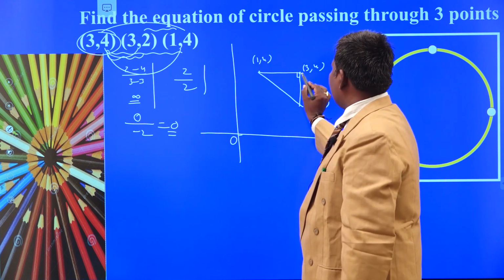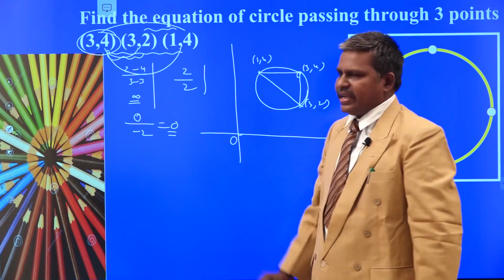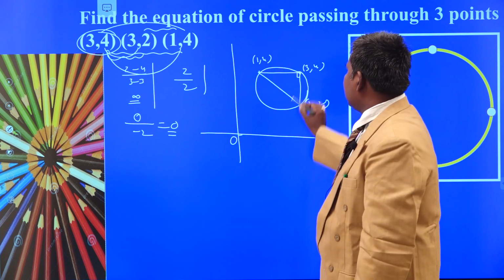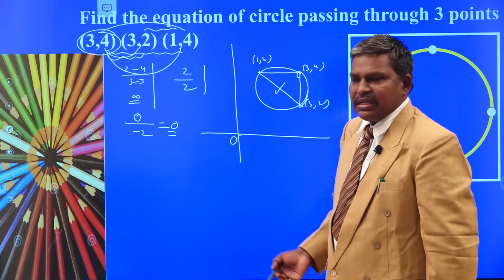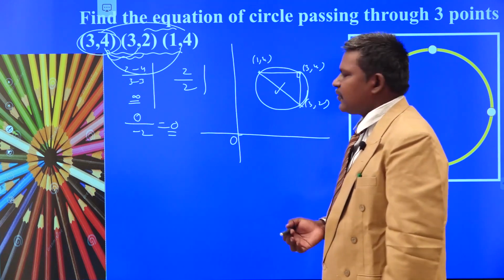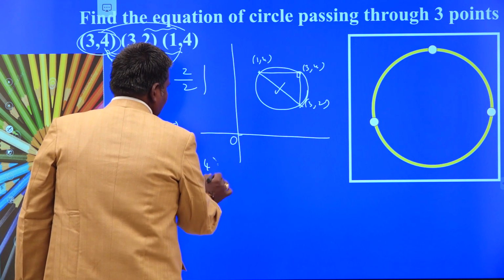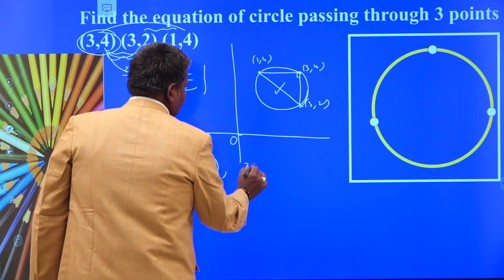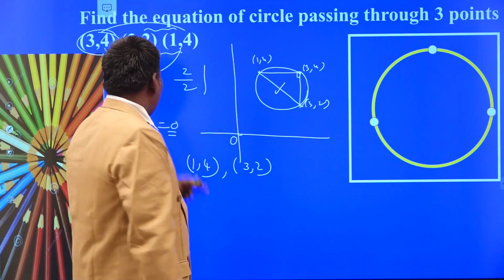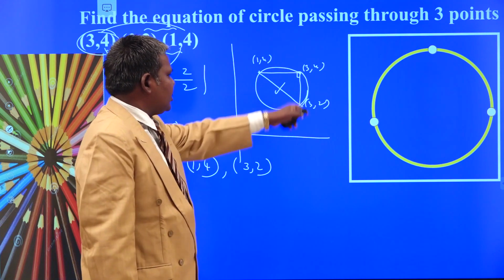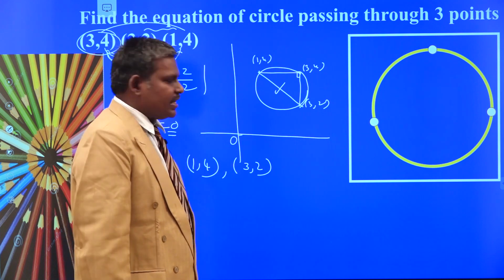So we have to find the equation of the circle passing through the 3 points, meaning the circumcircle of this triangle. This is 90 degrees. What about this? The hypotenuse becomes one of the diameters of your circle. So we have the ends of the diameter. What are the ends of the diameter? (1, 4) and (3, 2). One line is parallel to the x-axis, the other is parallel to the y-axis. Therefore (1, 4) and (3, 2) are the ends of the diameter.